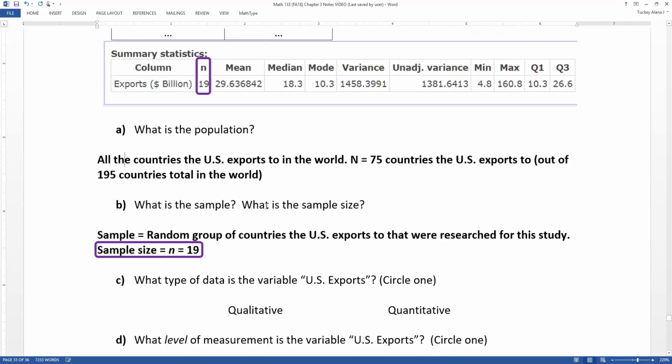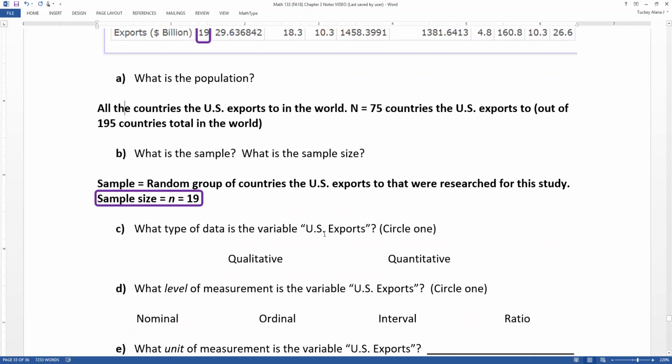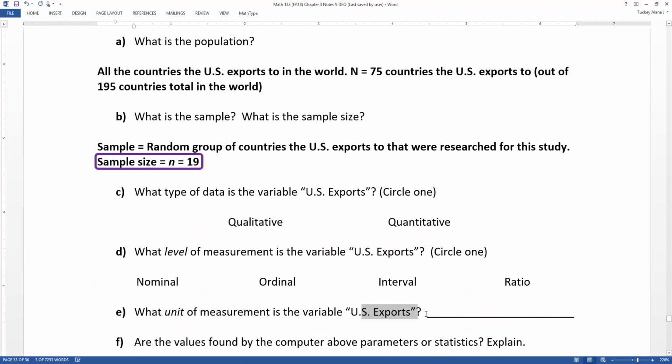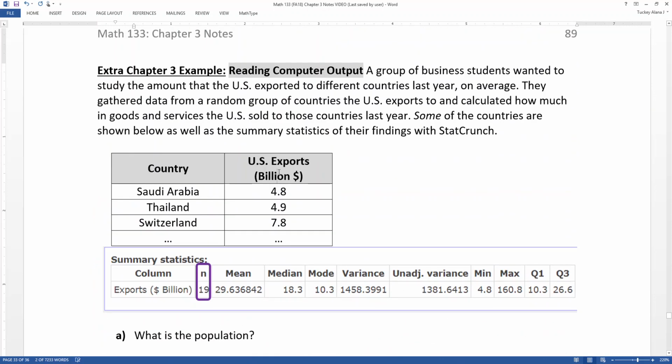All right, so now what type of data is the variable U.S. exports and what level of measurement is it? And then what's its unit of measurement? Okay, so U.S. exports is right here. It's these numbers in this right-hand column.